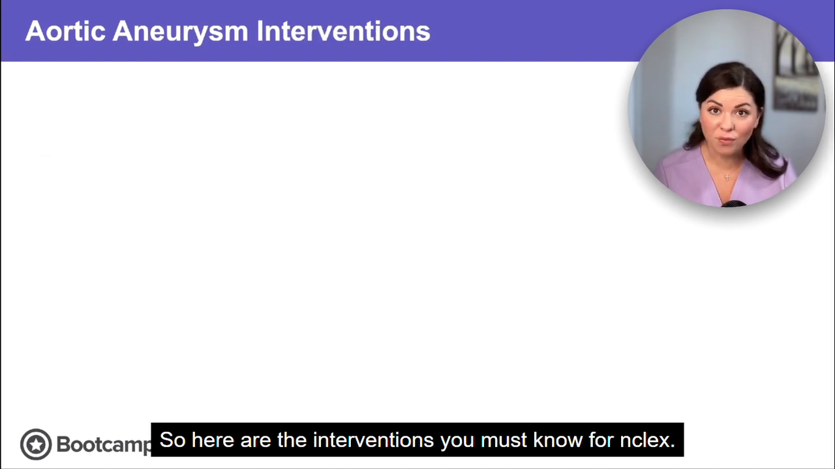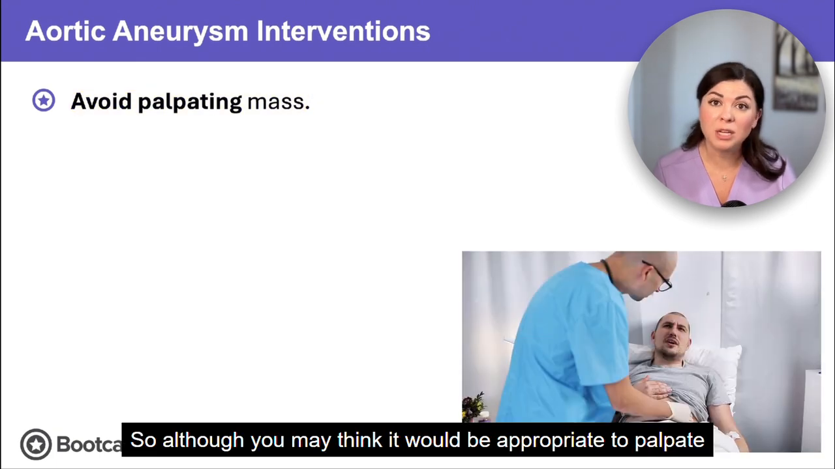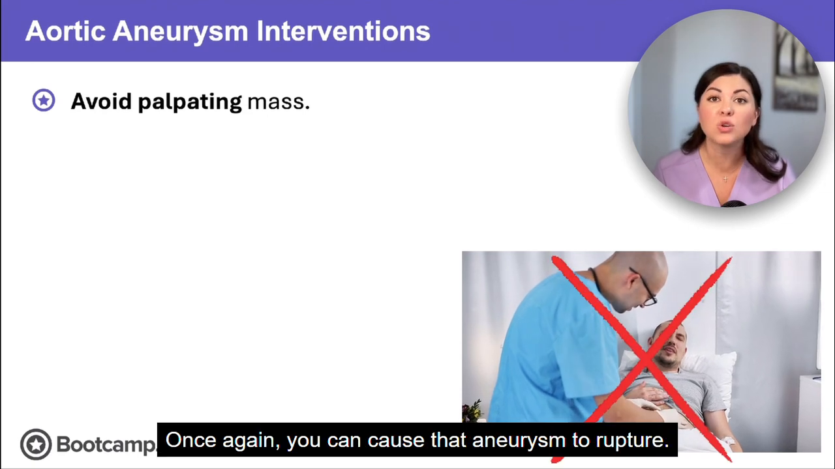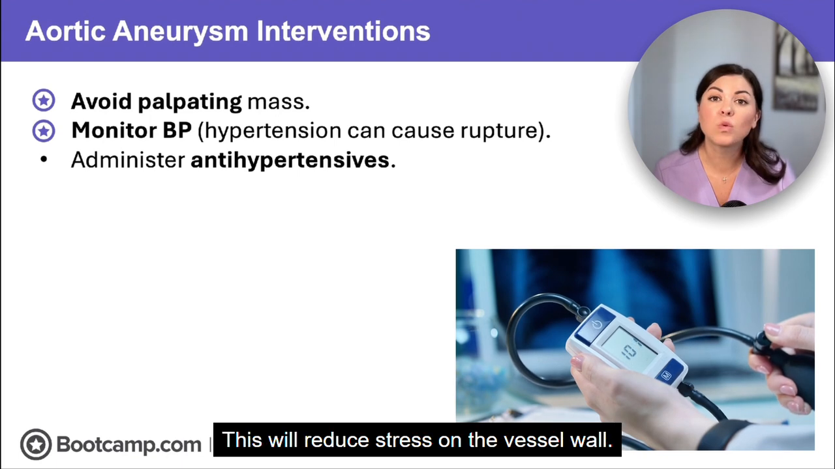So here are the interventions you must know for NCLEX. First off, if you suspect an aneurysm, never palpate the mass because it can cause it to rupture. So although you may think it would be appropriate to palpate to assess for size, never do this. Once again, you can cause that aneurysm to rupture. We should also closely monitor the blood pressure and administer IV antihypertensives. This will reduce stress on the vessel wall.